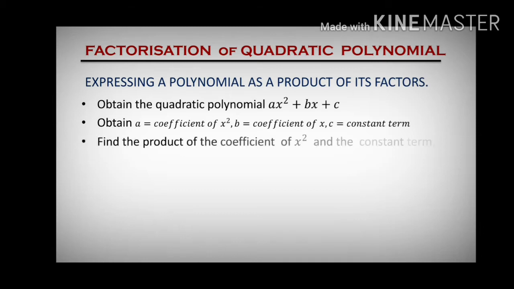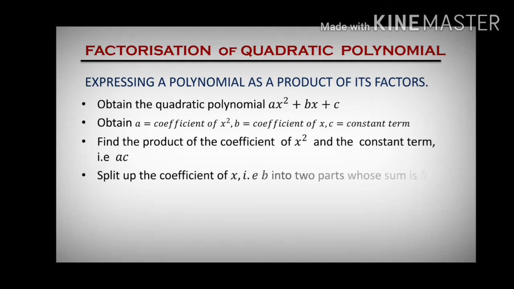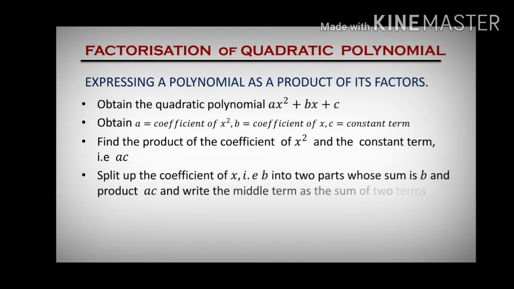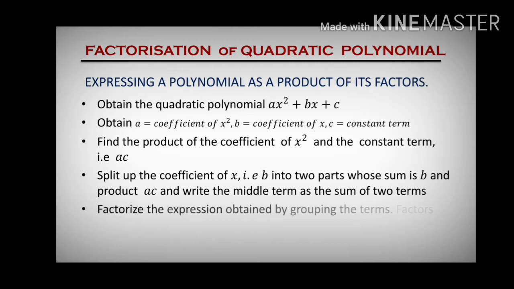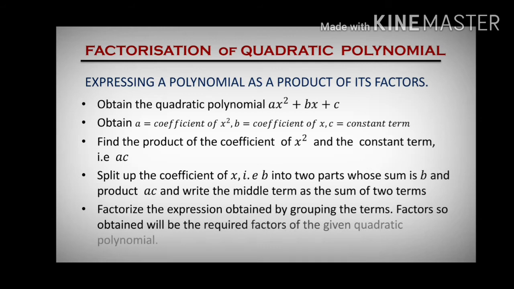Next, we have to find the product of the coefficient of x squared and the constant term, that is ac. a is the coefficient of x squared and c is the constant term. That one you have to multiply and you have to find ac. Now, you have to split up the coefficient of x, that is b, into two parts, such that the sum of the parts must be equal to b and the product of the parts should be equal to ac. Now, we have to factorize the expression obtained by grouping the terms so that the obtained factors will be the factors of the given polynomial.